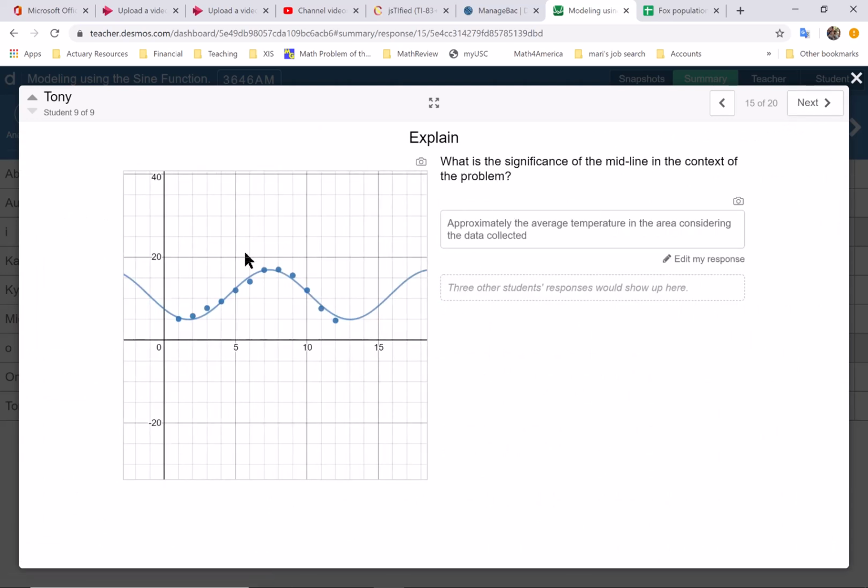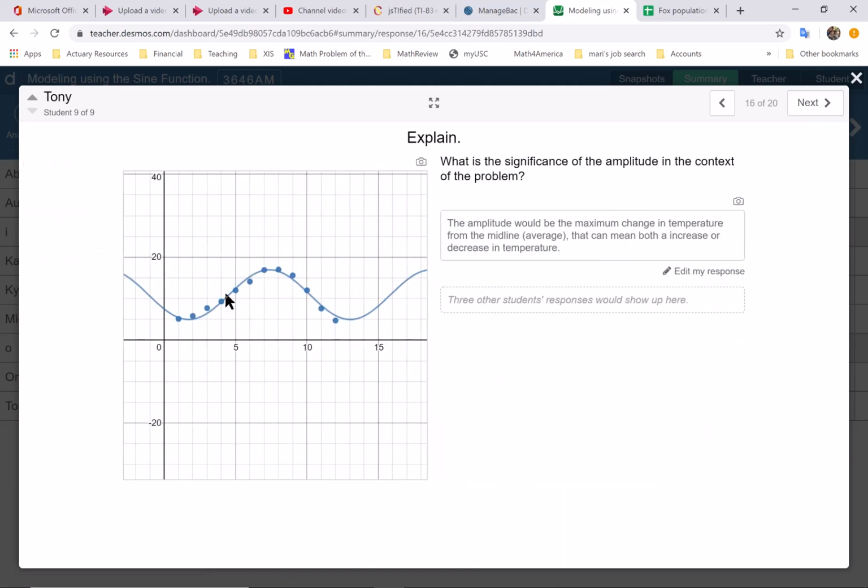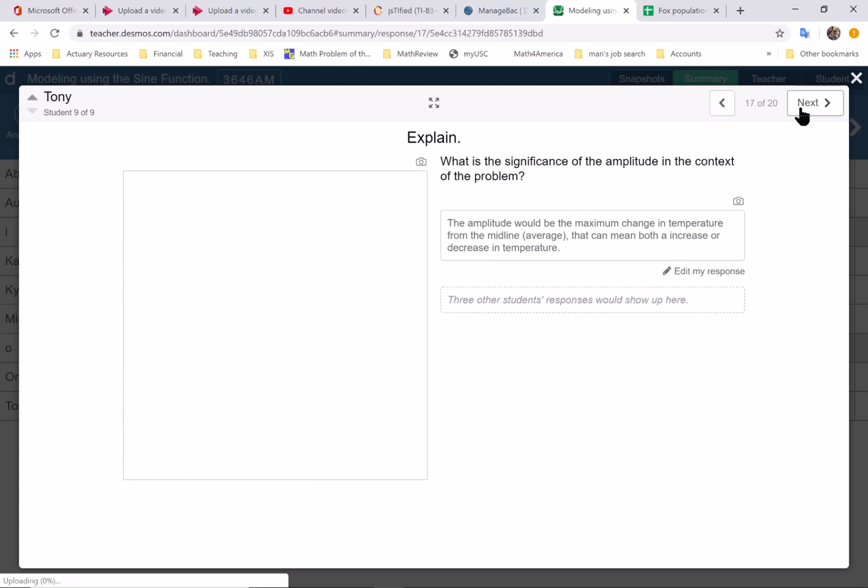What's the significance of the midline? The midline is the average low temperature throughout the year, right? What's the significance of amplitude in context of the problem? The amplitude is the deviation from the average low, right? So like the highest it can go from the average low, the lowest it can go from the average low, right?